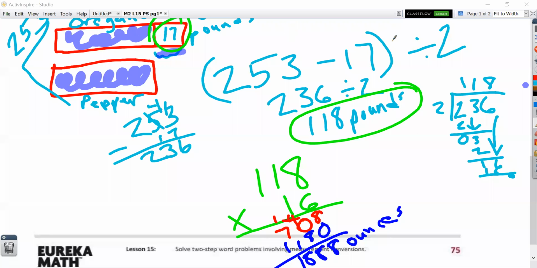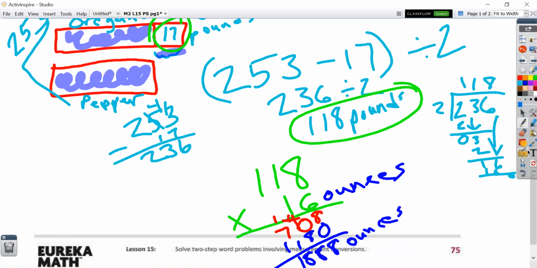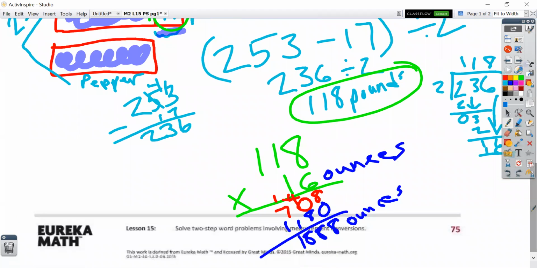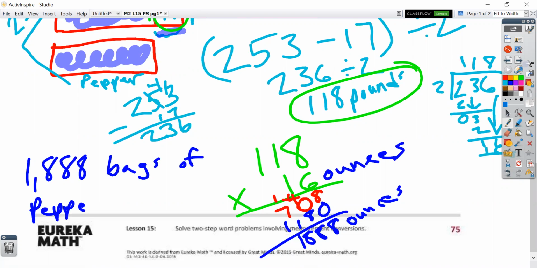All right, now that we've done that math work, we can check it. It should be 1,888. I apologize that my 8s are a little sloppy, but we knew that we turned those into ounces. So that's why the answer is in ounces. But now we need to write the statement for the question. It said how many bags of peppercorns can be made. We know that they're in 1 ounce bags, so it should be exactly the same number as how many ounces we have. So how should we word it? There will be, we can just say 1,888 bags of peppercorn can be made.